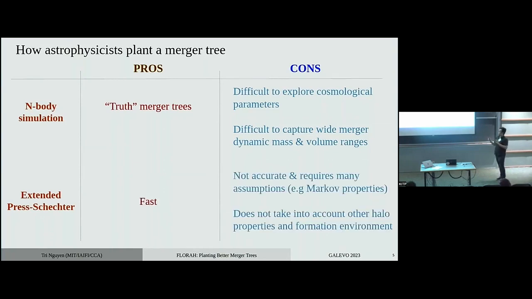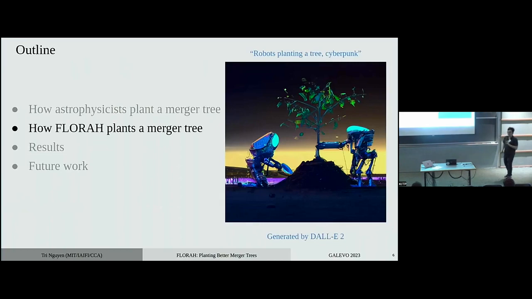And extended Press-Schechter trees are typically much faster compared to N-body simulation, but they're not very accurate because they require many assumptions. For example, they require the Markov property in the Press-Schechter equation. And they also do not take into account a lot of other properties of the halos. They cannot take into account, for example, the concentration or the other environmental properties of the trees. Right, so inspired by this, we created our own algorithm and we call it FLORAH, and I will explain the acronym later.